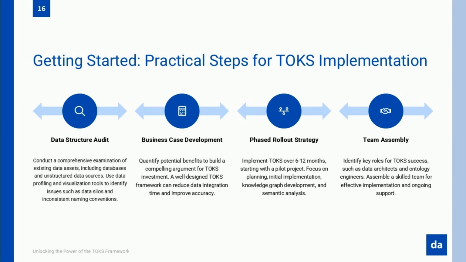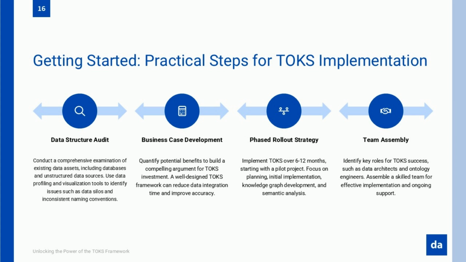A phased TOKS rollout is crucial for successful implementation. Start with a 6 to 12-month timeline, beginning with a pilot project in a specific department or data domain. This allows you to test and refine your approach before scaling up.